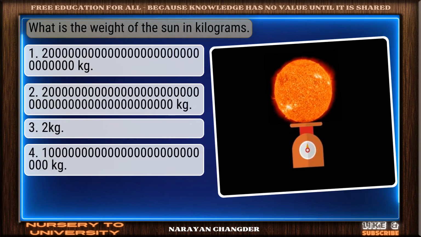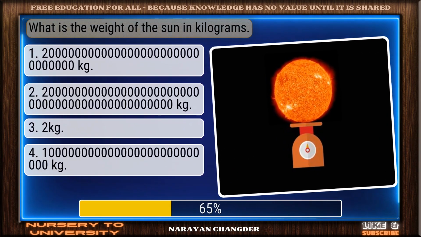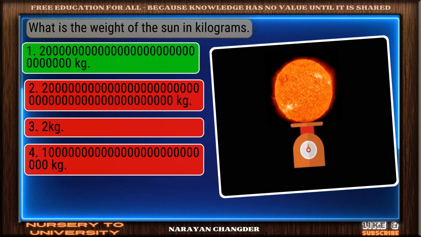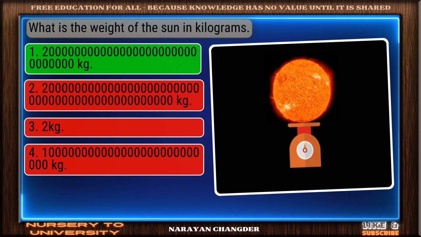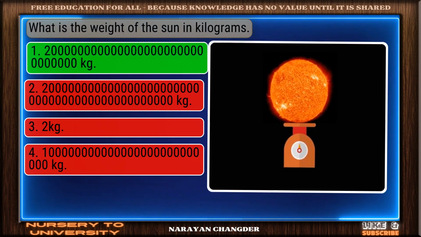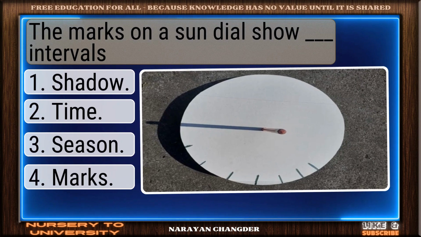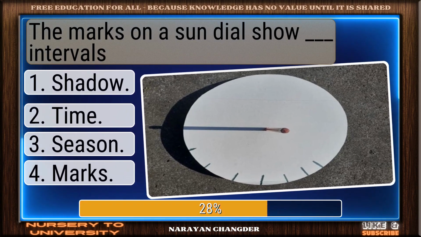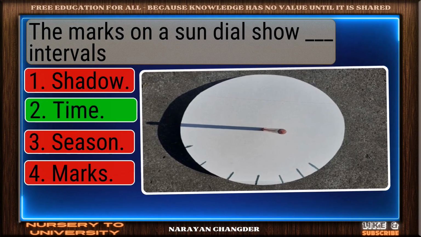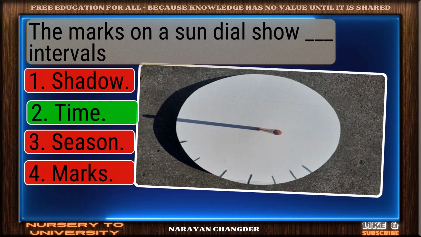Question number 63. What is the weight of the sun in kilograms? Clear logic. Your choice, 2 and is sound and 100% true. Question number 64. The marks on a sundial show dash intervals. Strong choice. Time is the right answer.